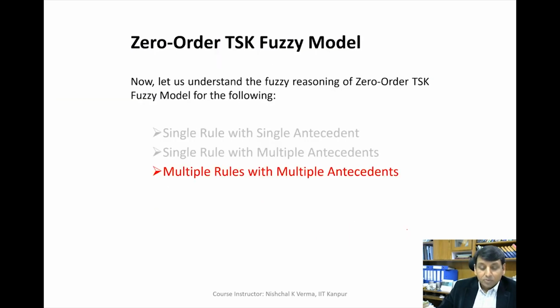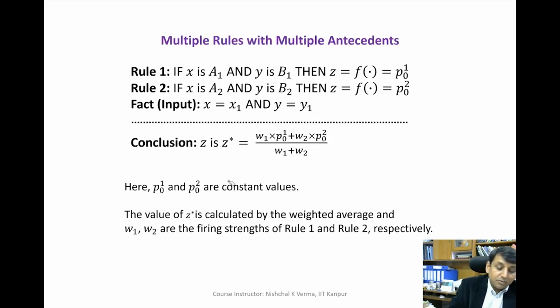So let us now go for the third case, where we have multiple rules with multiple antecedents. Here you see, for simplicity, we have two rules, first rule and second rule, and we have only two antecedents. Otherwise we could have taken any number of antecedents. The rest of the things remain the same. So we have two antecedents and the connective is AND.